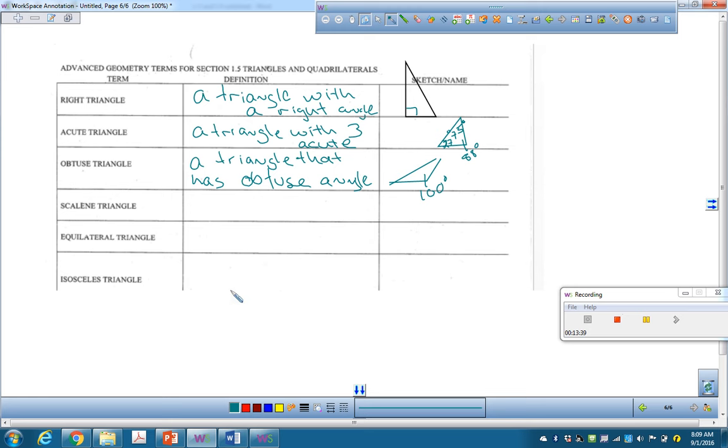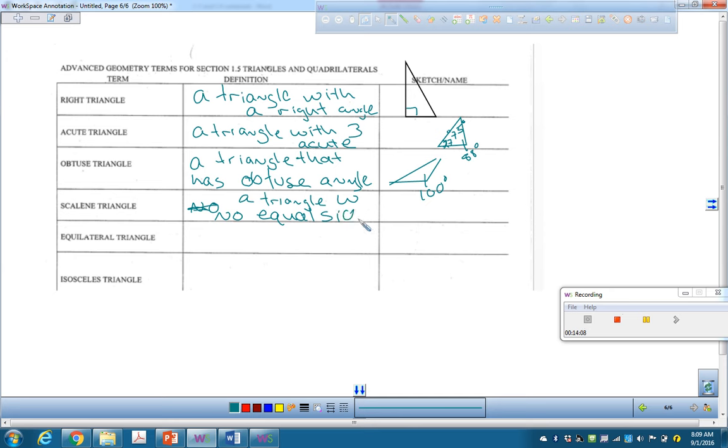Scalene triangle. Who just gave me that last? Okay, well, I've got to pick on someone on this side. Johnny. A triangle where all sides are not equal. Very good. Okay, you have to say a triangle with no equal sides. Okay, or congruent sides.